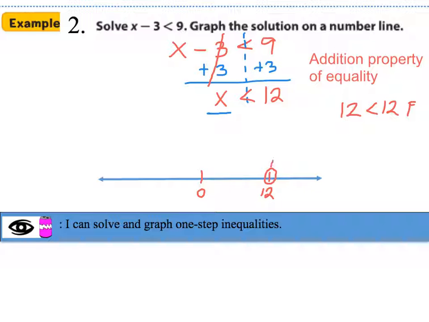I'm going to shade everything to the left on the number line, because anything to the left of 12 makes this true. So let's pick any number like 0. 0 is to the left of 12. 0 is less than 12. That is a true statement. So anything to the left of 12 on a number line will make this inequality true.